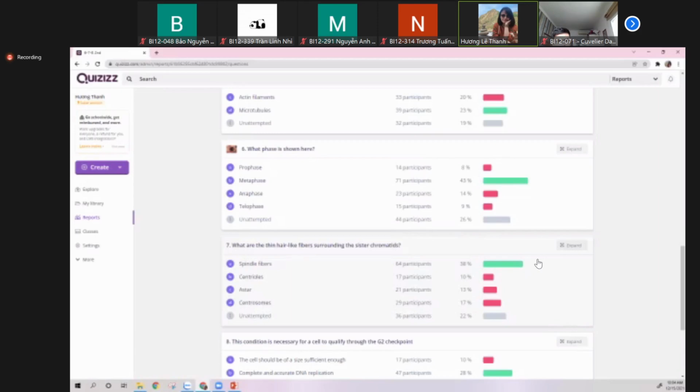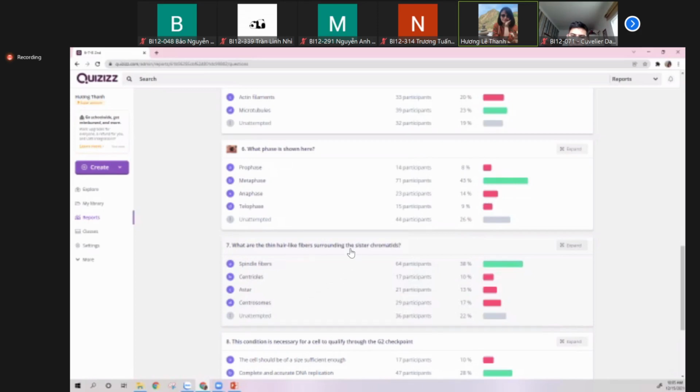That's okay. For question number 7, what are the thin tail-like fibers surrounding the chromatids? Very high accuracy rates. They are spindle fibers. Spindle fibers attach to the kinetochore of the chromatids and pull them back into the two opposite poles. Okay, and number 8.